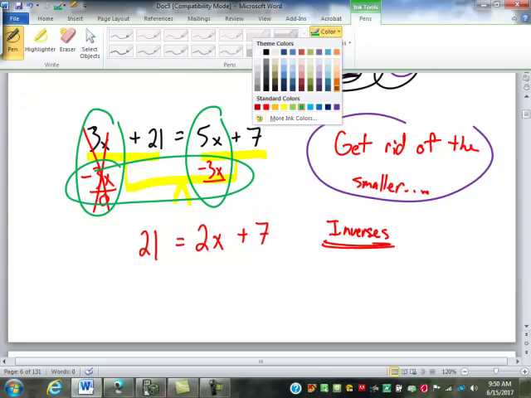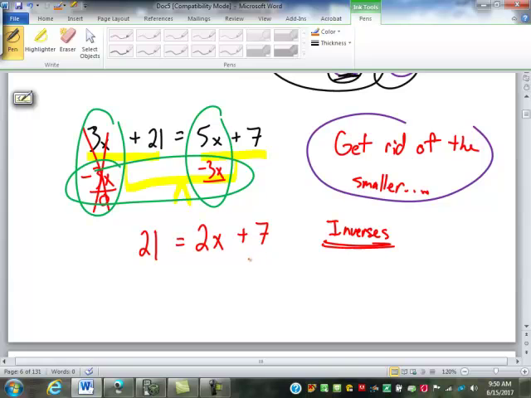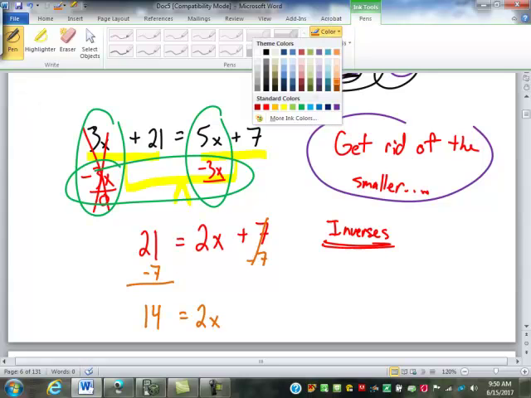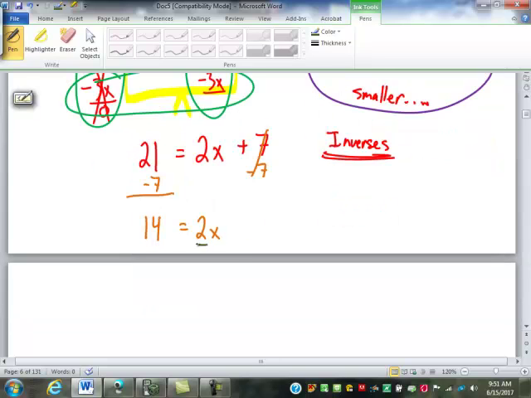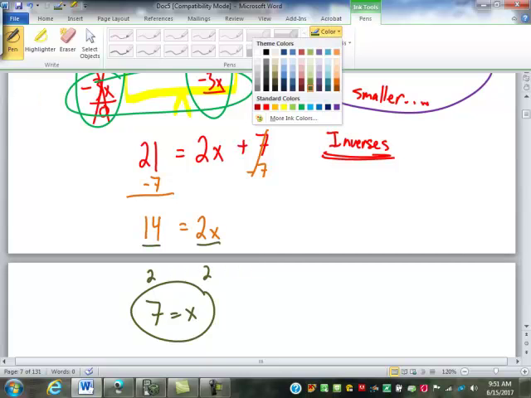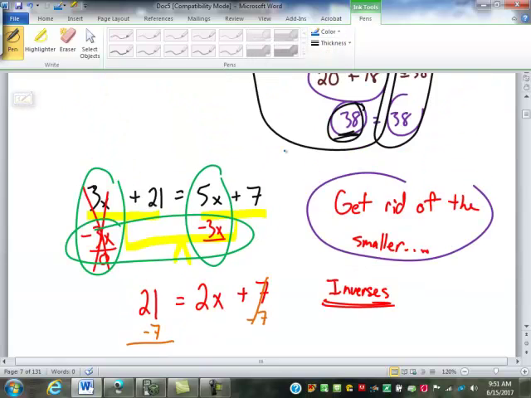What are we going to do first? Subtract 7, which is going to give us 14 equals 2x. And then divide by 2, which gives us 7 equals x. And of course, we can put that back into that equation and verify that it's true.